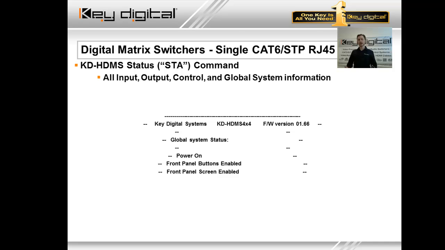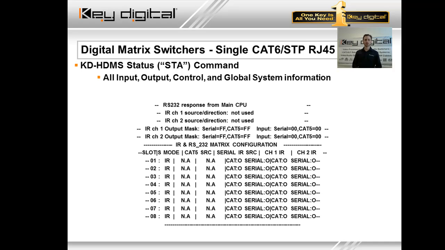So as we look at the status options, which again, in your terminal, you're just going to type the letters STA, as in Sierra Tango Alpha, the first 3 letters of the word status, and you're going to get a response from us. Again, it's going to start off with the model number and firmware version. Okay, we're going to tell you global system status. Power is on. Front buttons are enabled. Front screen is enabled. As we saw, we have the options to control that earlier.